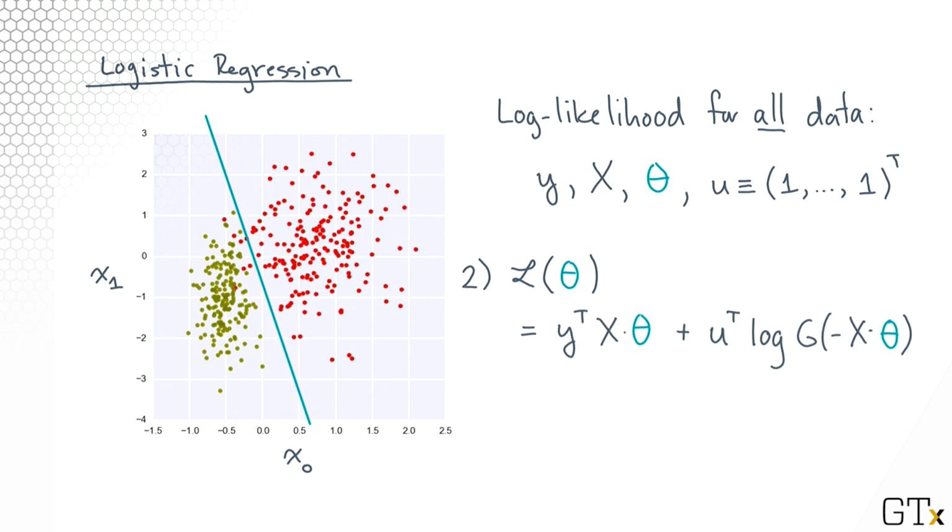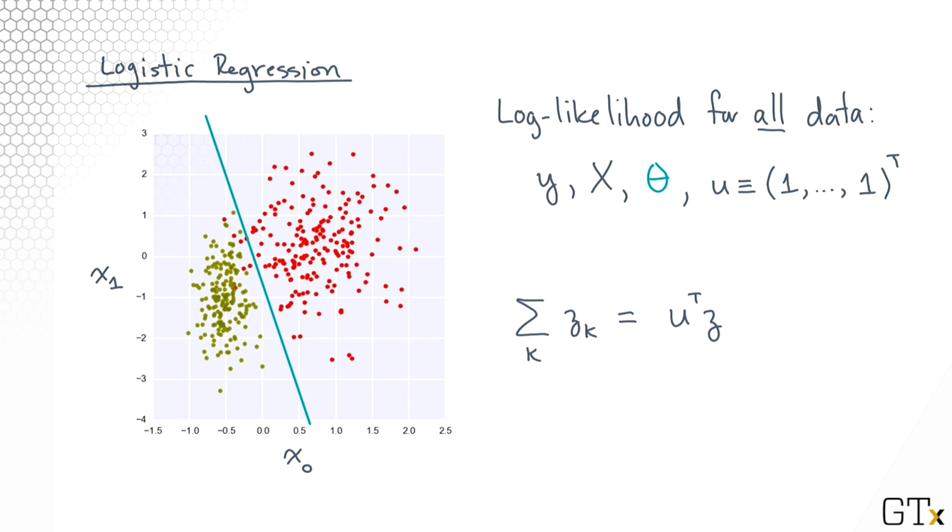Now here's a slightly more compact version. Y transpose x theta plus u transpose log of g of minus x theta. Both formulas use the fact that the sum of the elements of a vector z is equal to u transpose times z. So that's a handy factoid for converting between scalar and vector formulas.